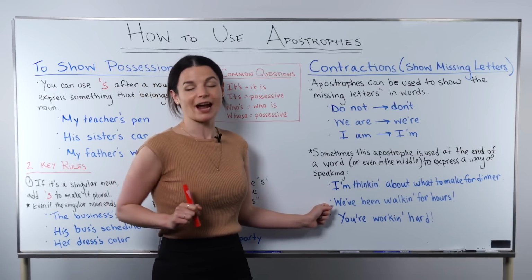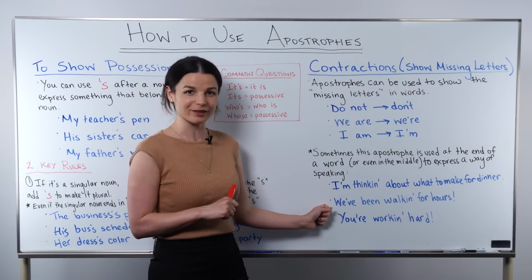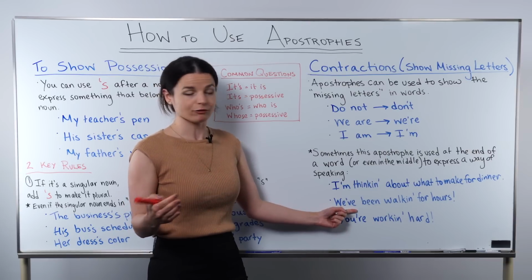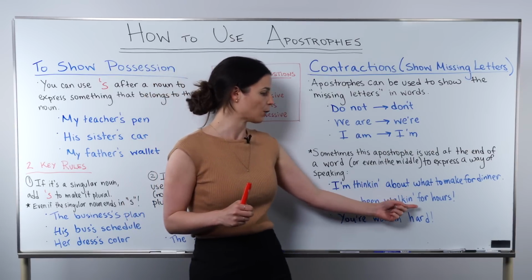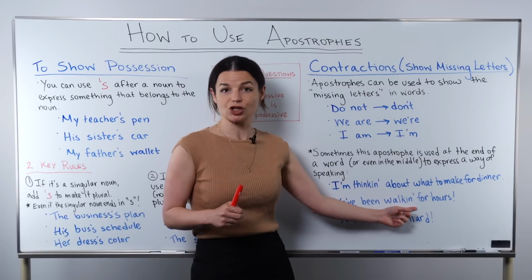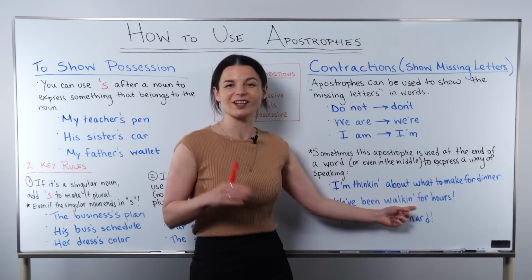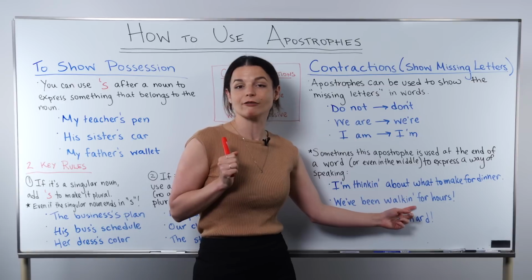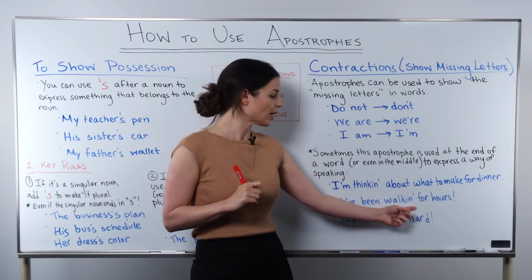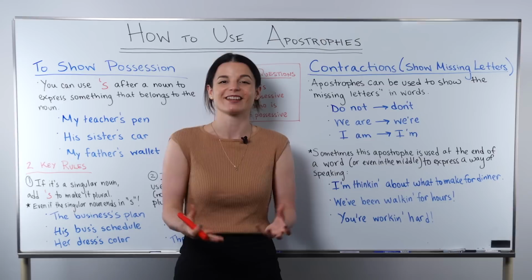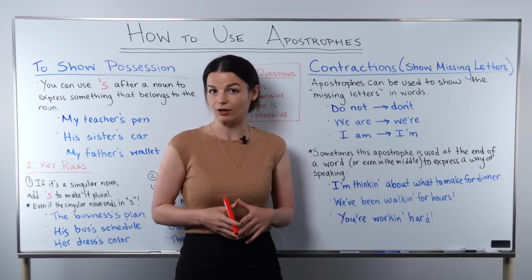We've been walking for hours. So here again, we have this basic contraction. We've been walkin' for hours. So again, there's this apostrophe at the end of this ing word, right? And the G is missing. So the apostrophe is showing us something is missing and we've cut the word off early. So walking becomes walkin'. We've been walkin' for hours. So this expresses a kind of rough or casual manner of speaking.